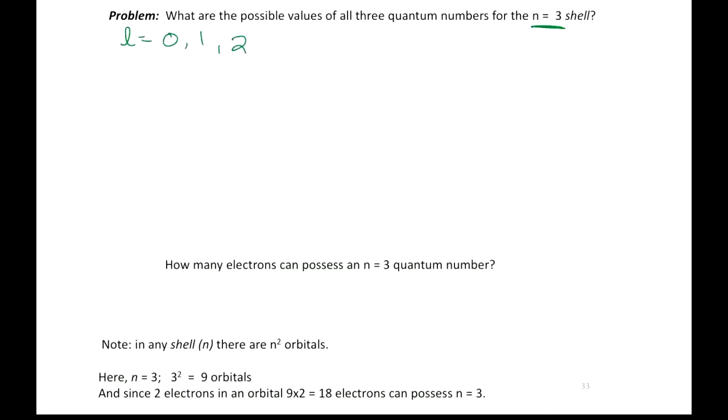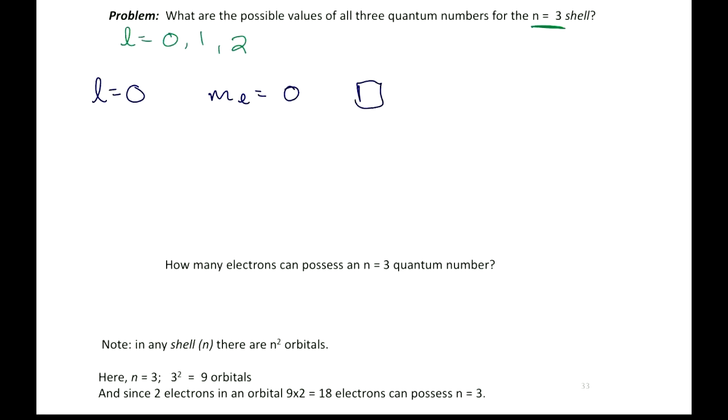Now this is where we kind of have to break things down and look at the L's individually, because each of those L values represents a different shape. Each of those shapes has different orientations, so we need to figure out the possible m sub L's for each of those L's. I like to approach them individually. So let's consider L of 0 first. What are the possible m sub L's, the orientations of that s orbital? Just 0. So there's only 1 orbital. How many boxes? Just 1.